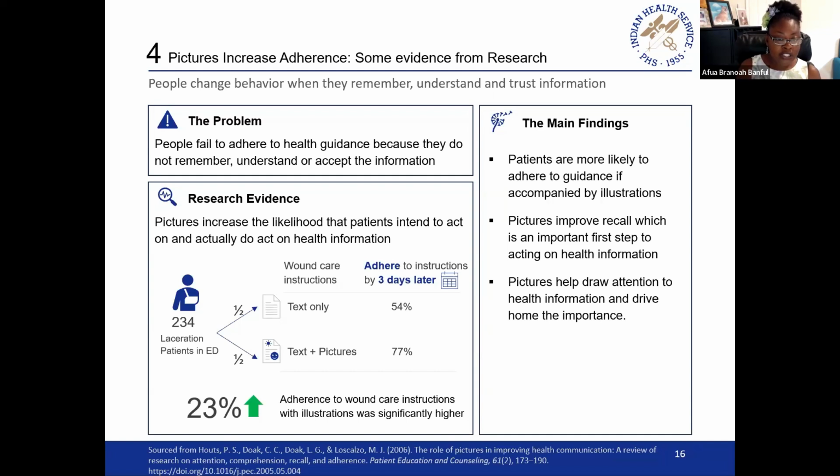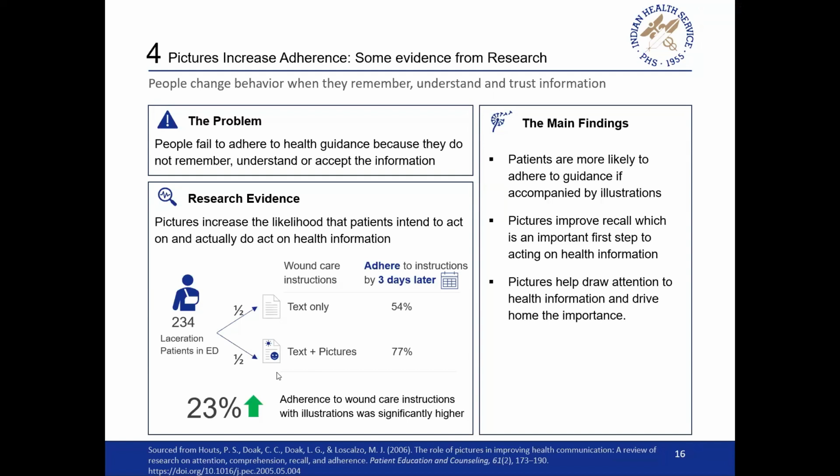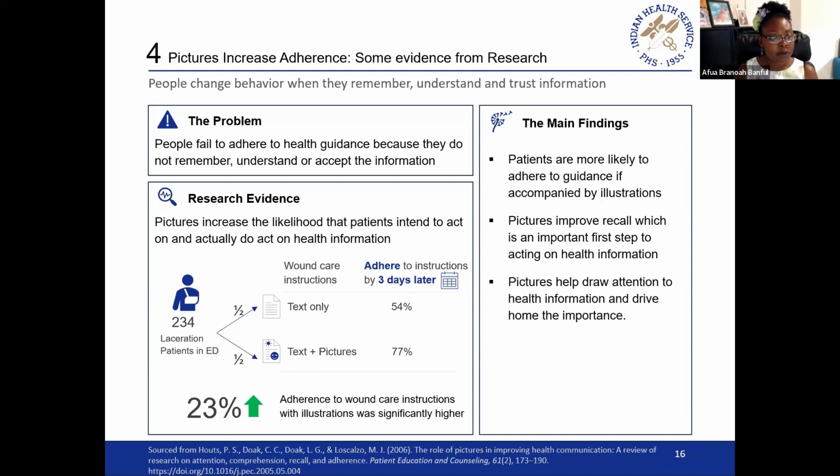So going back to that same study around the patients with lacerations in the ED, those who got the text-only instructions for how to care for their wounds, when they checked in 3 days later, 54% of them had been adhering to the instructions. Those who got that same text, but with pictures, adherence had jumped to 77%. This is like a huge jump just by including relevant pictures, right?